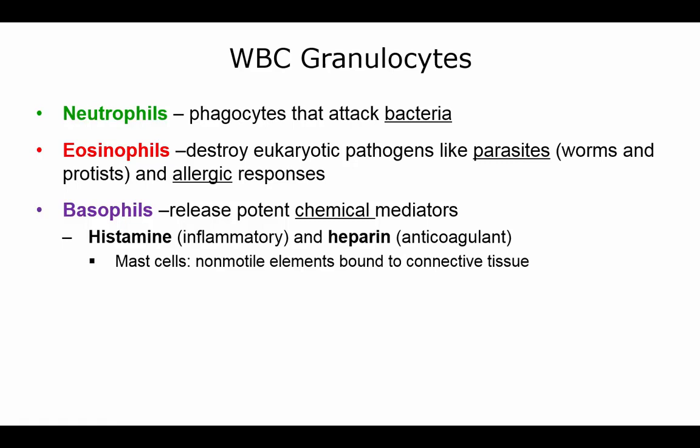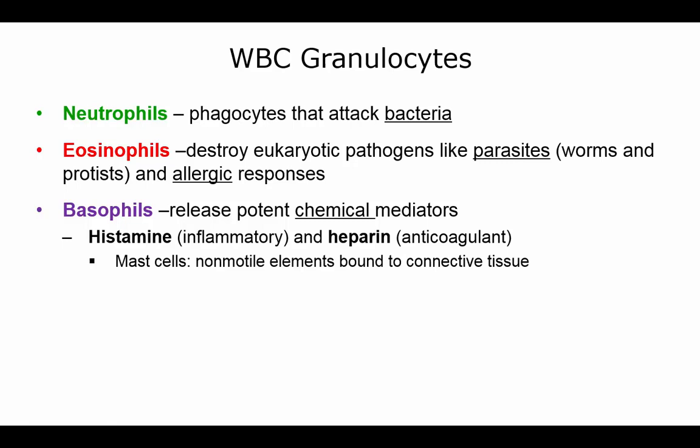The second one they mentioned are the eosinophils. These destroy eukaryotic pathogens like parasites. Okay, so the eosinophils are going to be the ones that attack worms. They're going to attack protozoans. They're also going to be the main ones that cause an allergic response, and we'll talk more about those in chapter 16 when we deal with allergies and allergens.